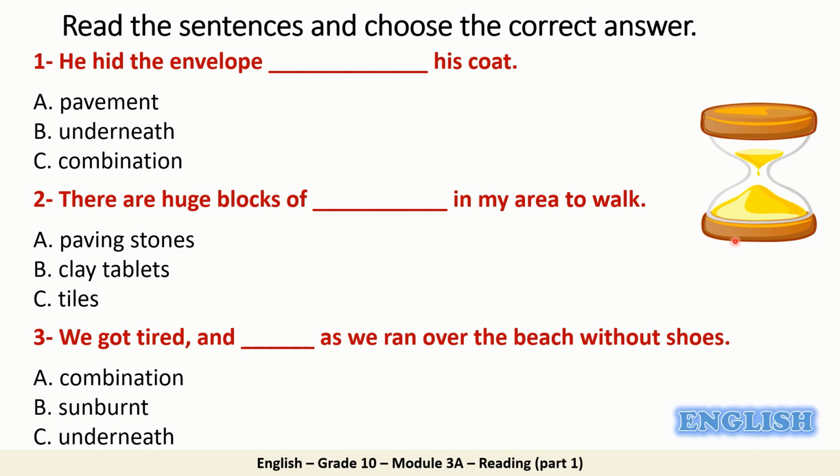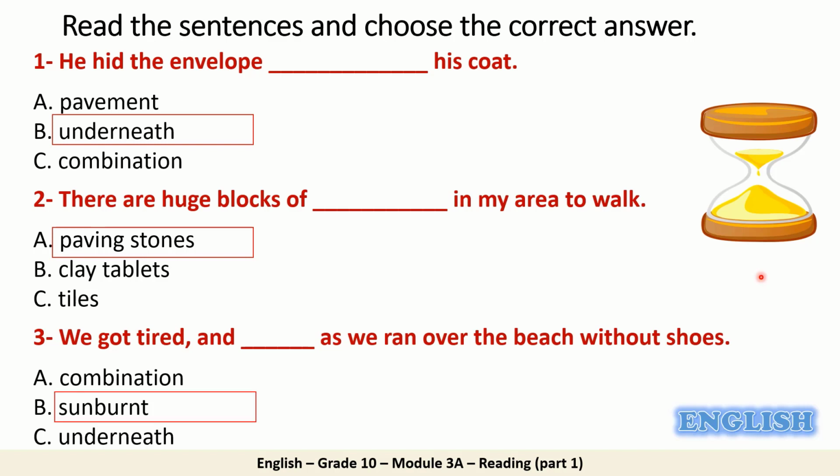Alright, let's discuss the answers. Number 1, he hid the envelope underneath his coat. Number 2, there are huge blocks of paving stones in my area to walk. And number 3, we got tired and sunburned as we ran over the beach without shoes. I hope you all got the correct answers.